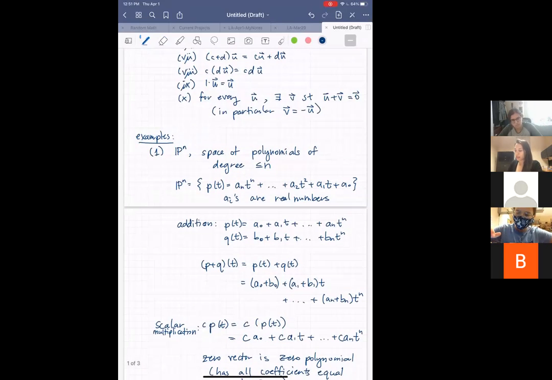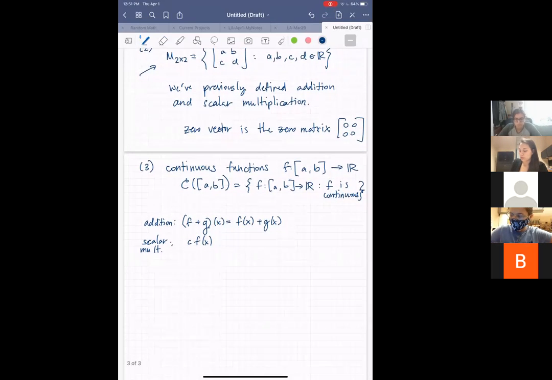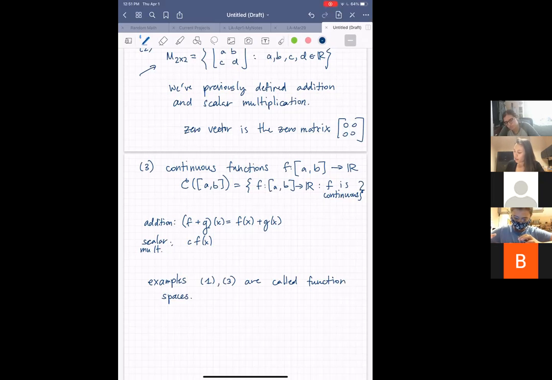So example 1, the space of polynomials, and example 3, the space of continuous functions, are both called function spaces, right? They're spaces made up of functions. They do come up in other areas of mathematics, so they are pretty interesting. And the fact that they are vector spaces is often used as well.